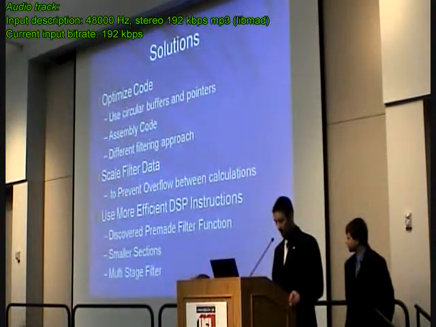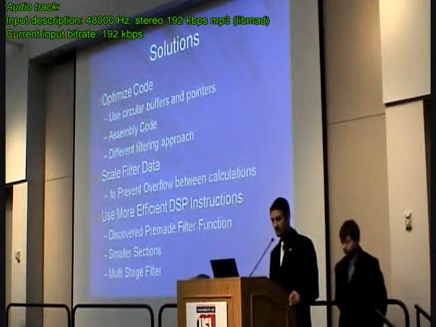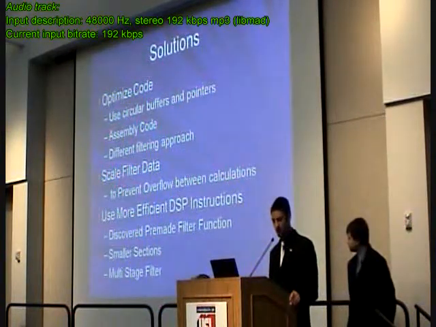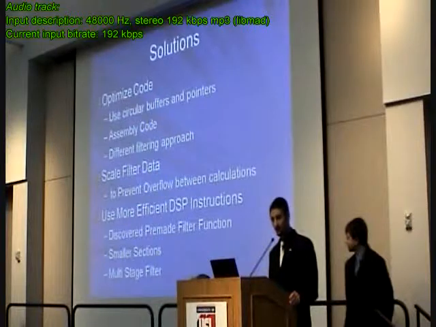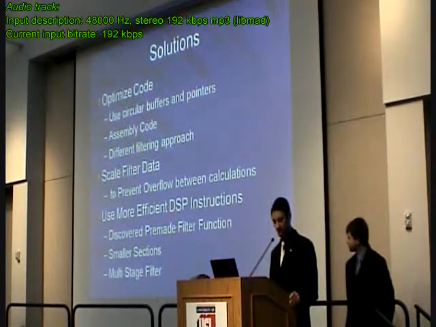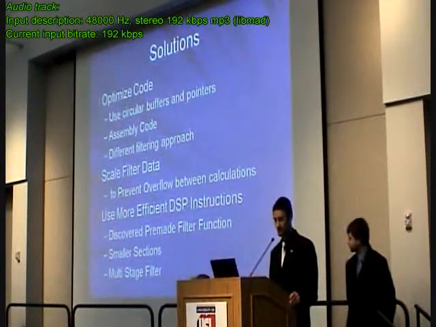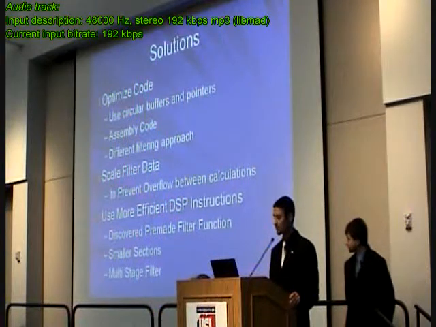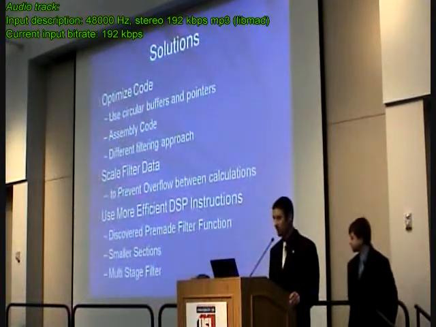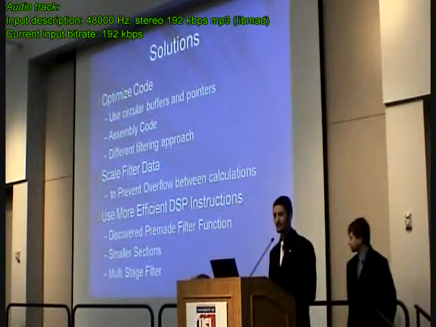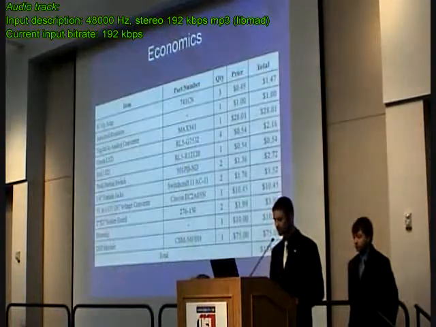To fix the third problem, more efficient DSP instructions may be used to ensure processing speed. Late in the project, we discovered a pre-written filter function in the DSP's source code. However, this function required that our filter be broken up into smaller sections and then cascaded as a multi-stage filter.